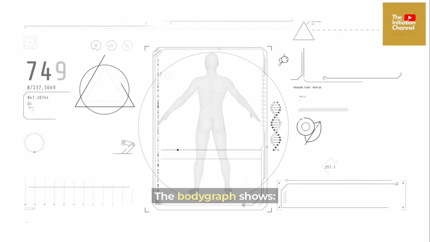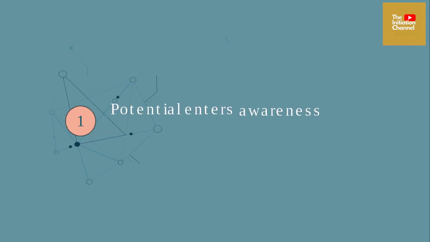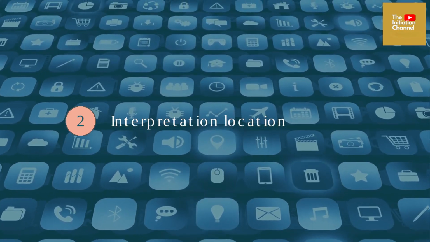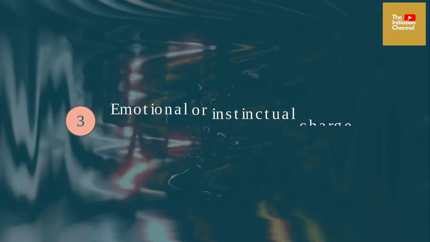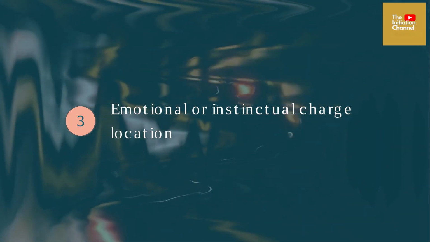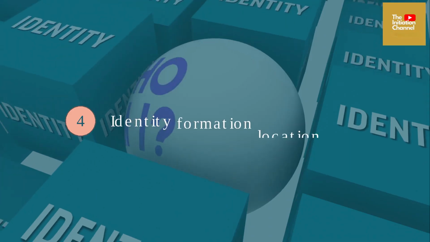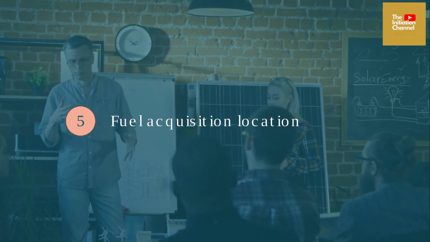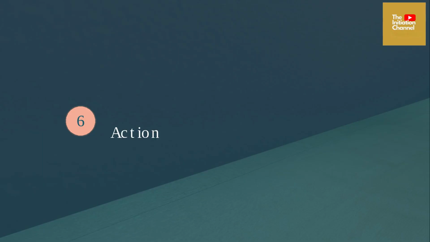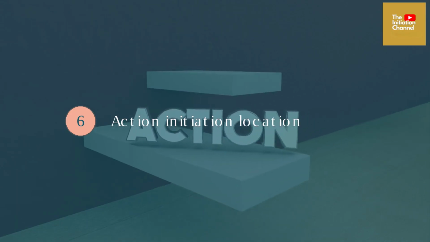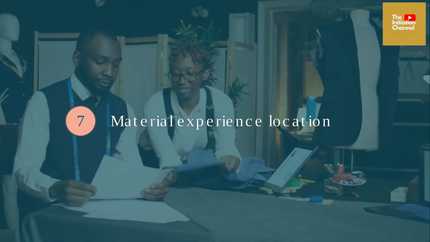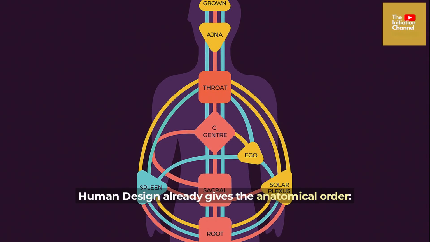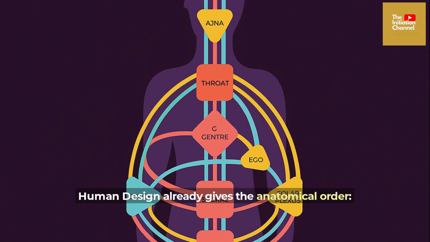The body graph shows: 1. Where potential enters awareness. 2. Where it is interpreted. 3. Where it gains emotional, instinctual charge. 4. Where it becomes identity. 5. Where it gains fuel. 6. Where it becomes action. 7. Where it becomes material experience. Human design already gives the anatomical order.